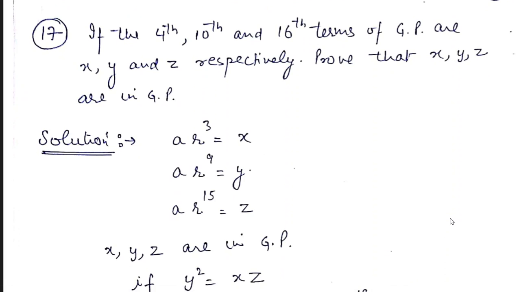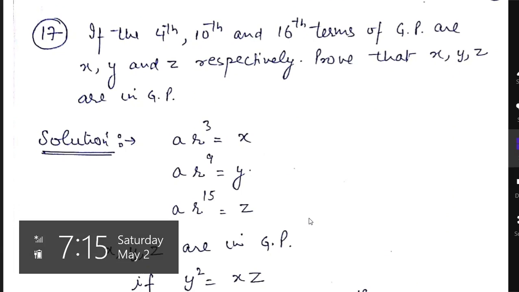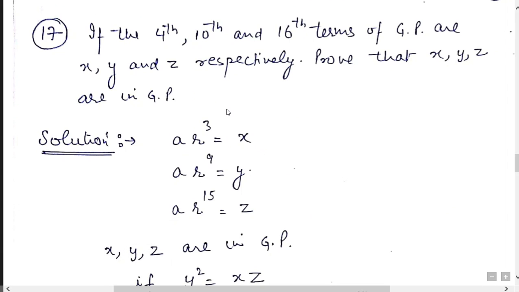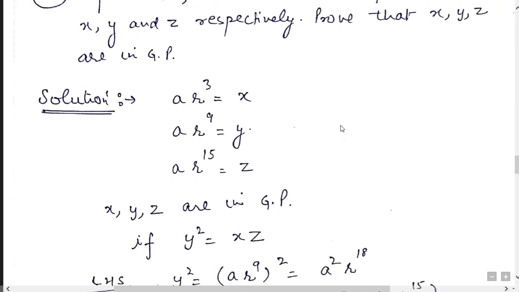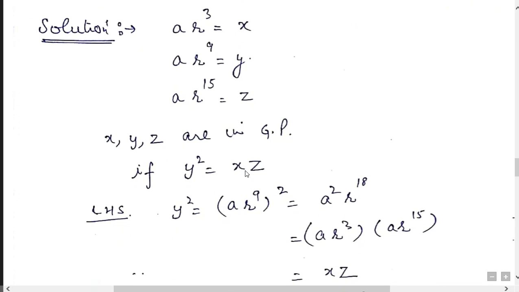In question number 17, the 4th, 10th and 16th terms of a GP are x, y, z, and you have to prove x, y, z are in GP. x is ar raised to power 3 and y is ar raised to power 9. And what about z? It can be written as ar raised to power 15. And if I have to prove x, y and z are in GP, then I have to prove y square is equal to xz.